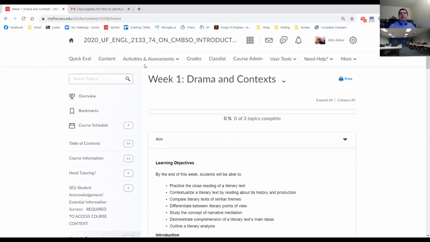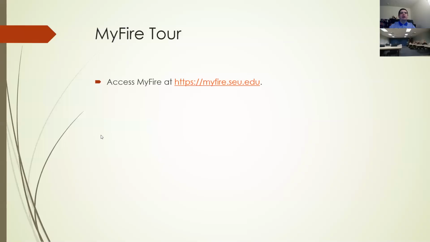The rest of the features should be pretty familiar to you. This may look a little bit different on your end, but activities and assignments will give you links to the different kinds of work we'll be doing. I'm going to walk through those in a couple minutes. So we'll switch back to PowerPoint here.